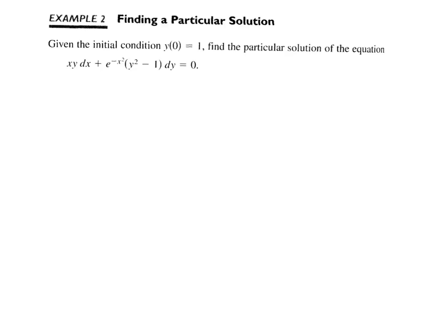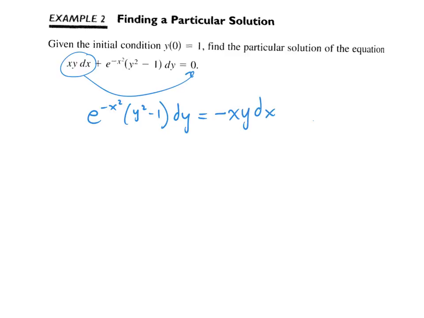I just subtract the right side to the other side. This to here? Or you went the other way? The other one, but either way works. Okay. So that gives me e to the negative x squared times (y squared minus 1) dy is equal to negative xy dx. I can divide by e to the negative x squared, and I can divide by y to get rid of y on this side and the x's on this side. That works.